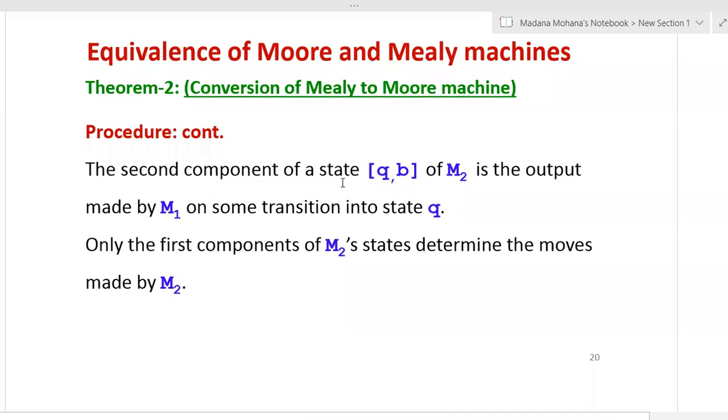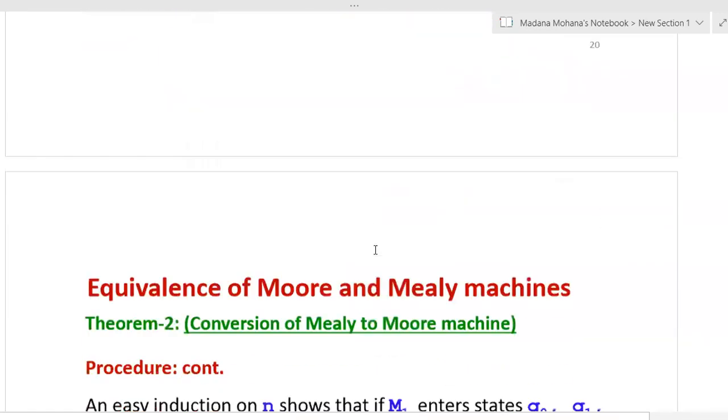The second component of a state (q, b) of M2 is the output made by M1 on some transition into state q. Just now we already mentioned (q, b). So here b is nothing but output. The state is a combination of a pair, a state and an output alphabet. So only the first component of the M2 state determines the moves made by M2 based on the state.